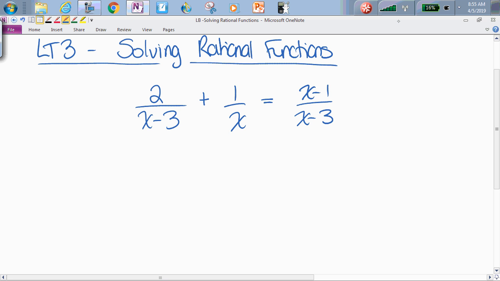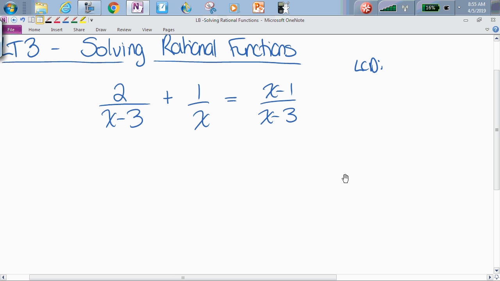Okay, so LT3, we're going to solve rational functions. There's a couple of different ways we can do it. So first off, we want to find the lowest common denominator. Looking at the denominators, what exists in one denominator has to be in the rest of them. So we have an x, so then I need an x over here and here as well. So x, and then there's an x minus 3, so I also need an x minus 3 in all of them. So the idea is to totally get rid of the denominator and cancel it out.